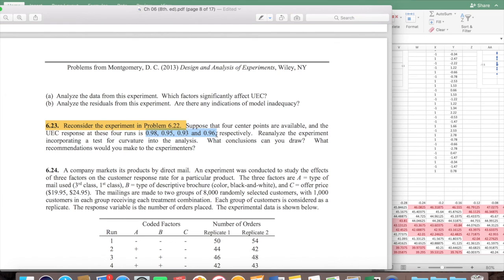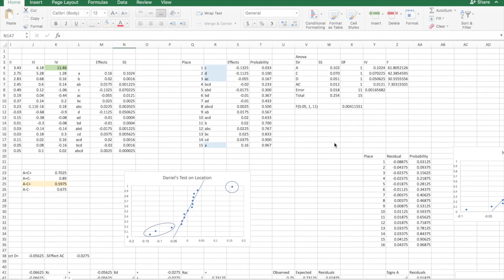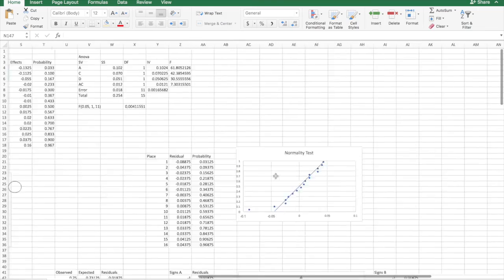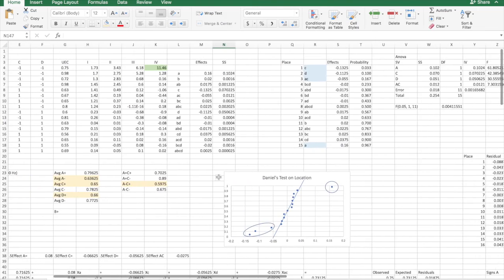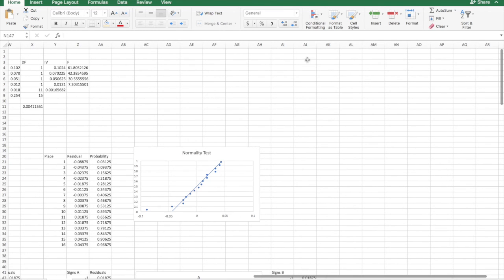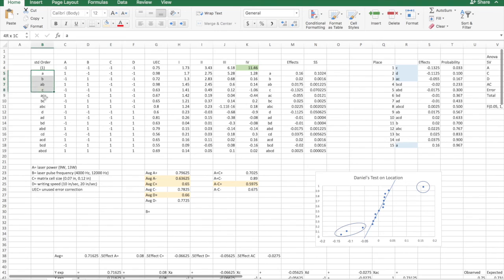So what we have to do is make a new ANOVA and add these points. For example, it's 0.98, 0.95, 0.93. So we're going to do it in here. We're going to copy our, we're going to do now an ANOVA with all the points. So ANOVA, source of variation, we're going to do every single one.